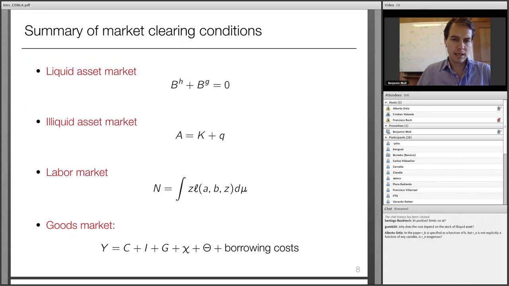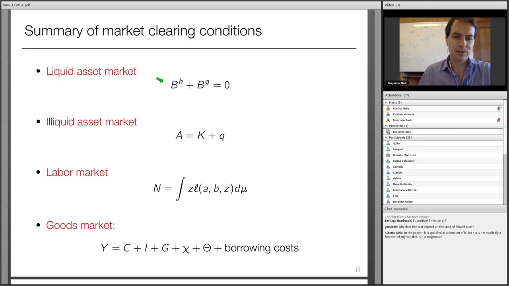So here are the market clearing conditions, and this is what pins down RB, RA and W, so the liquid return, illiquid return and wage. There's a liquid asset market clearing condition, which says the total household savings, BH here, which is the integral over all the household liquid assets little b, is equal to total government debt, BG. So the government takes the other side of whatever saving the household has. The government borrows from the household is another way of saying this.